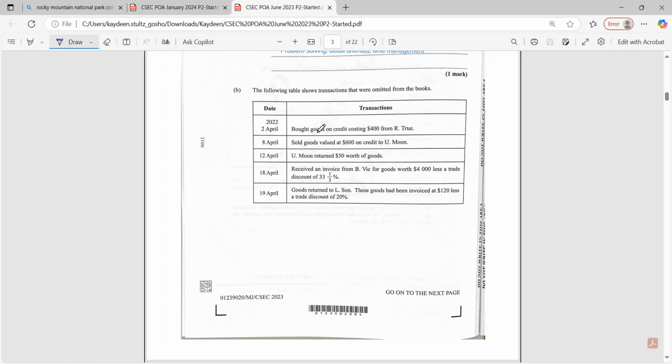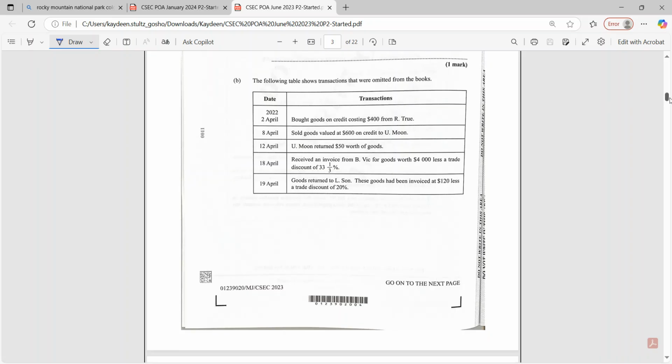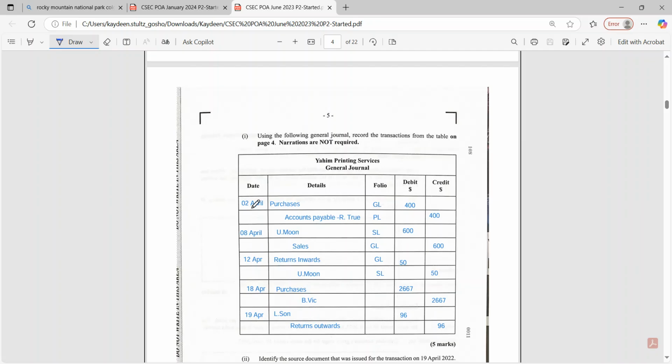2022, 2nd of April. Bought goods on credit costing $400 from our True. Alright. So we bought goods on credit. So we know that we're getting the goods coming into the business, that is purchases. We're going to debit purchases to show that goods are increasing. And we're going to credit our True to show that liability is increasing. So therefore, we have 2nd of April, purchases, we're going to debit it, and the folio is general ledger.